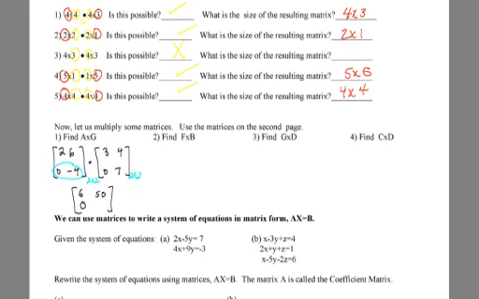And let's do row 2 by column 2. 0 times 4, negative 4 times 7. So 0 times 4 is 0. Negative 4 times 7 is negative 28. So if I add a 0 to a negative 28, I'll get negative 28.